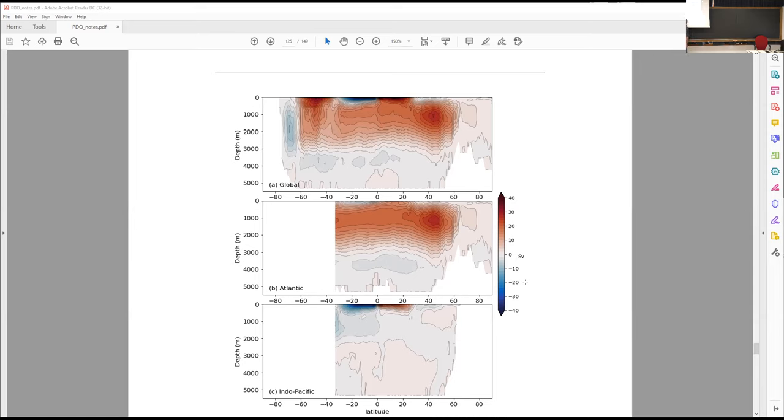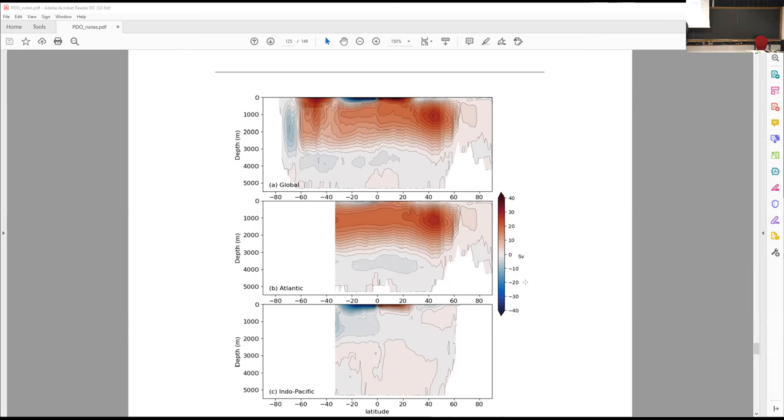So this is the global meridional overturning circulation. This is just computed in the Atlantic basin, and this is computed in the Indo-Pacific basin. So you see that the global meridional overturning circulation sinks at high latitude and starts circulating across the equator and to the south. And most of this circulation is happening in the Atlantic. In the Pacific, there's not, because in the Pacific there's no production of deep waters.